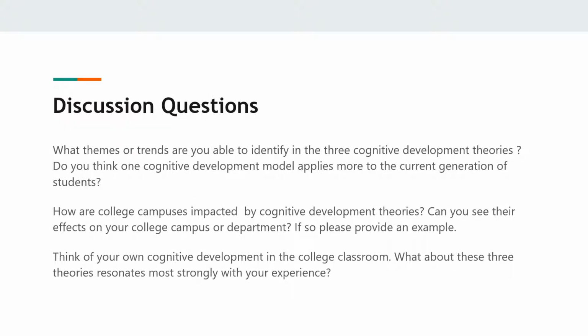So now that we have covered the 3 cognitive developmental theories, I would like you to think about how these theories apply to the current generation of students and how they might impact your work, your campus, and your department. What themes or trends are you able to identify in the 3 cognitive development theories? Do you think one cognitive developmental model applies more to the current generation of students? How are college campuses impacted by cognitive development theories, and can you see their effects on your college campus or department? We are really looking forward to hearing your posts and discussions.